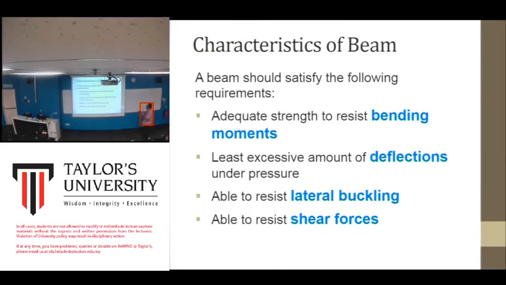Okay, characteristics of a beam. A beam should satisfy the following requirements. It should have adequate strength to resist bending moment. Remember bending moment? You know what is bending moment, right? Okay, so we will not repeat. And then least excessive amount of deflection under pressure, and able to resist lateral buckling and able to resist shear forces. Okay.